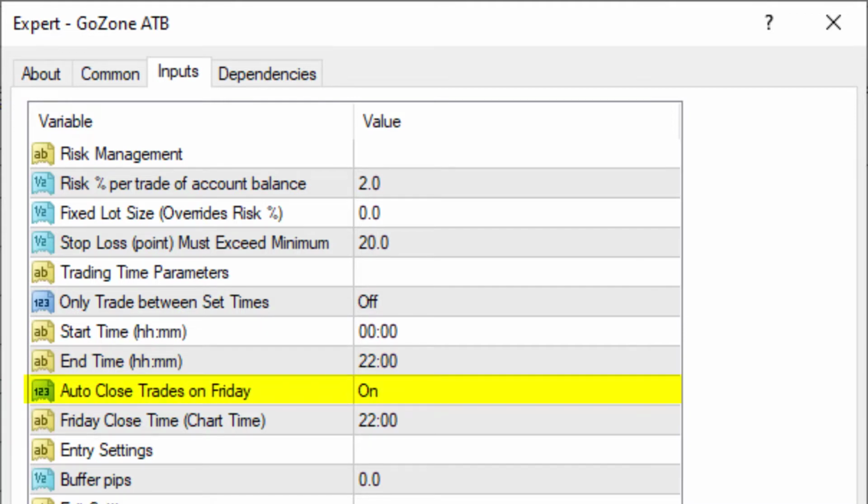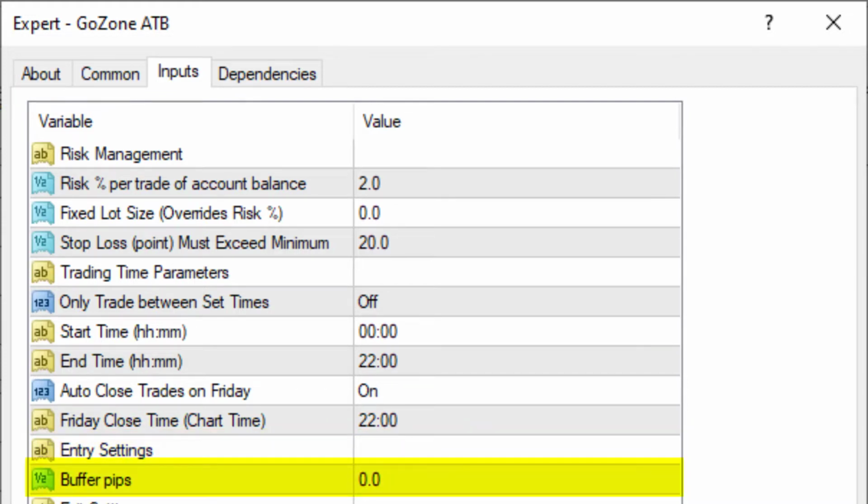The auto close on Friday. If you're trading longer time frames and you do not like to stay in an ongoing trade over the weekend, this will close your trades at the time that you indicate here if you have this feature turned on. Entry settings. This is how you're going to enter each trade.